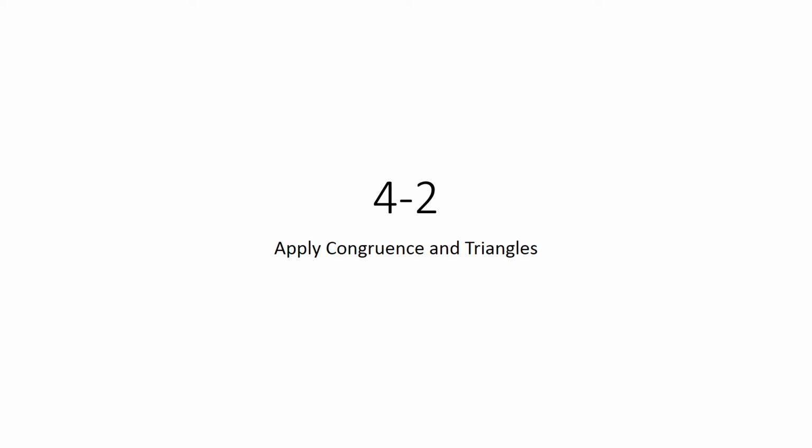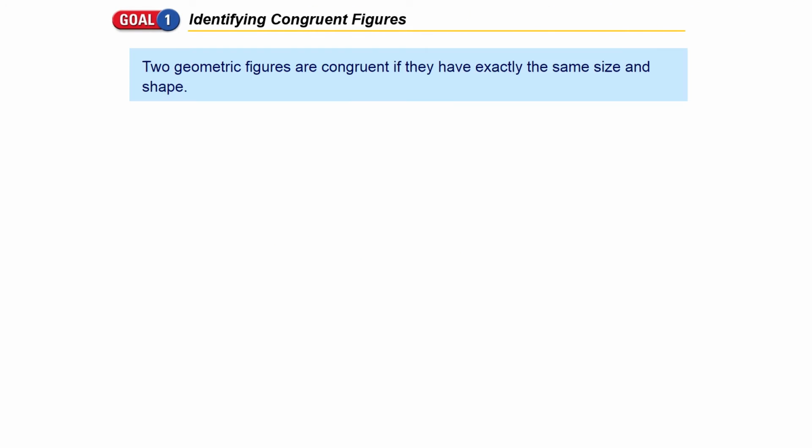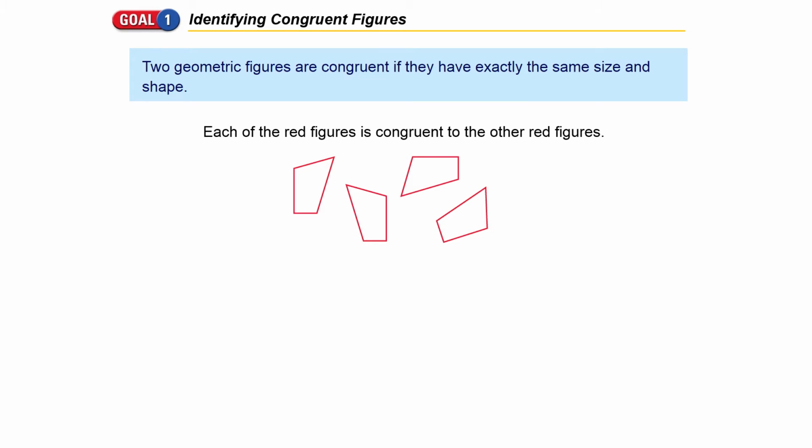Okay, lesson 4.2, applying congruence triangles. Identify congruent figures. Two geometric figures are congruent if they have exactly the same size and shape. They have to have the same size and shape. So each one of these red figures are congruent to the other ones. Look at them. They're just turned, slid over, but they're all exactly the same.